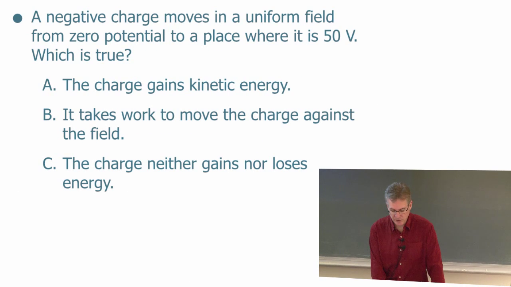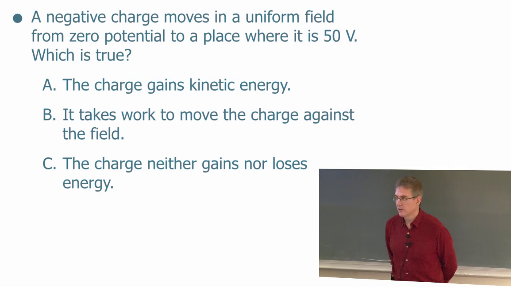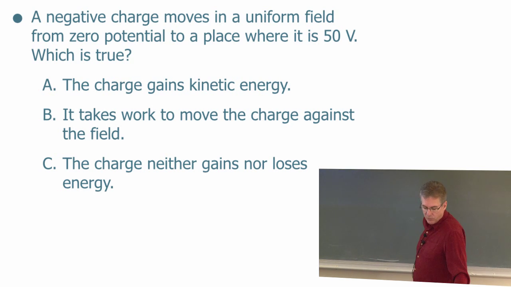So let's do a clicker question. See if we've mastered this. So now in this case, you have a negative charge, and it moves in a uniform field, just like on the previous slide. And it goes from 0 potential, from the left side on the previous slide, to a place where it is plus 50 volts. Now, which is true? A, the charge gains kinetic energy doing this? Or B, it takes work to move the charge against the field. In other words, you have to push on it. Or C, the charge neither gains nor loses energy.